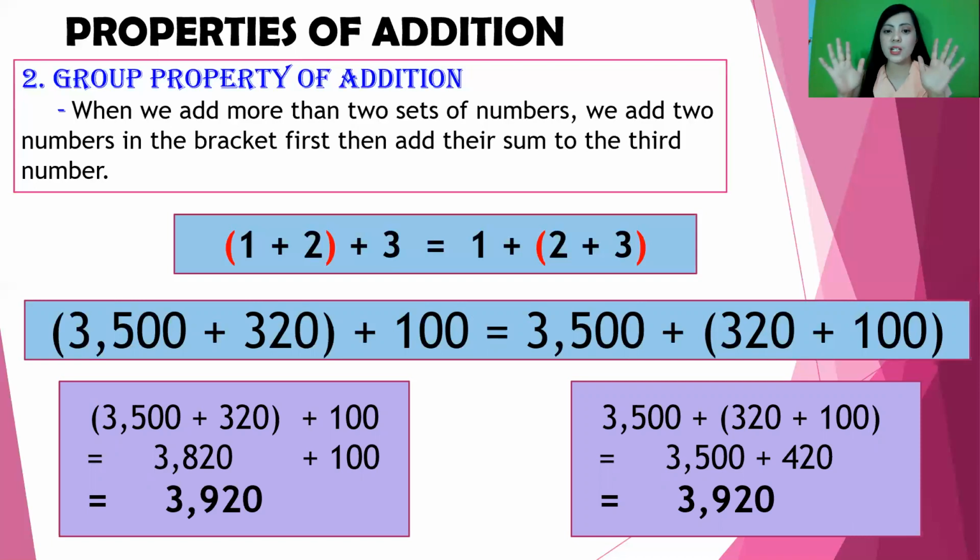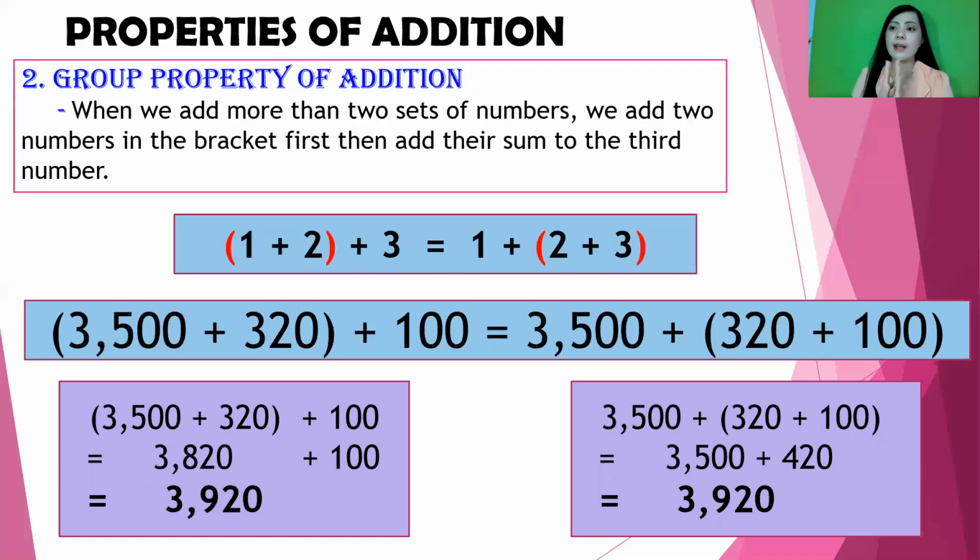Okay, you don't need to change the position of the numbers. You can change only the bracketing. Okay, you can add the first and the second sets of numbers, and after you find the sum of the two numbers, then you add to the third number.